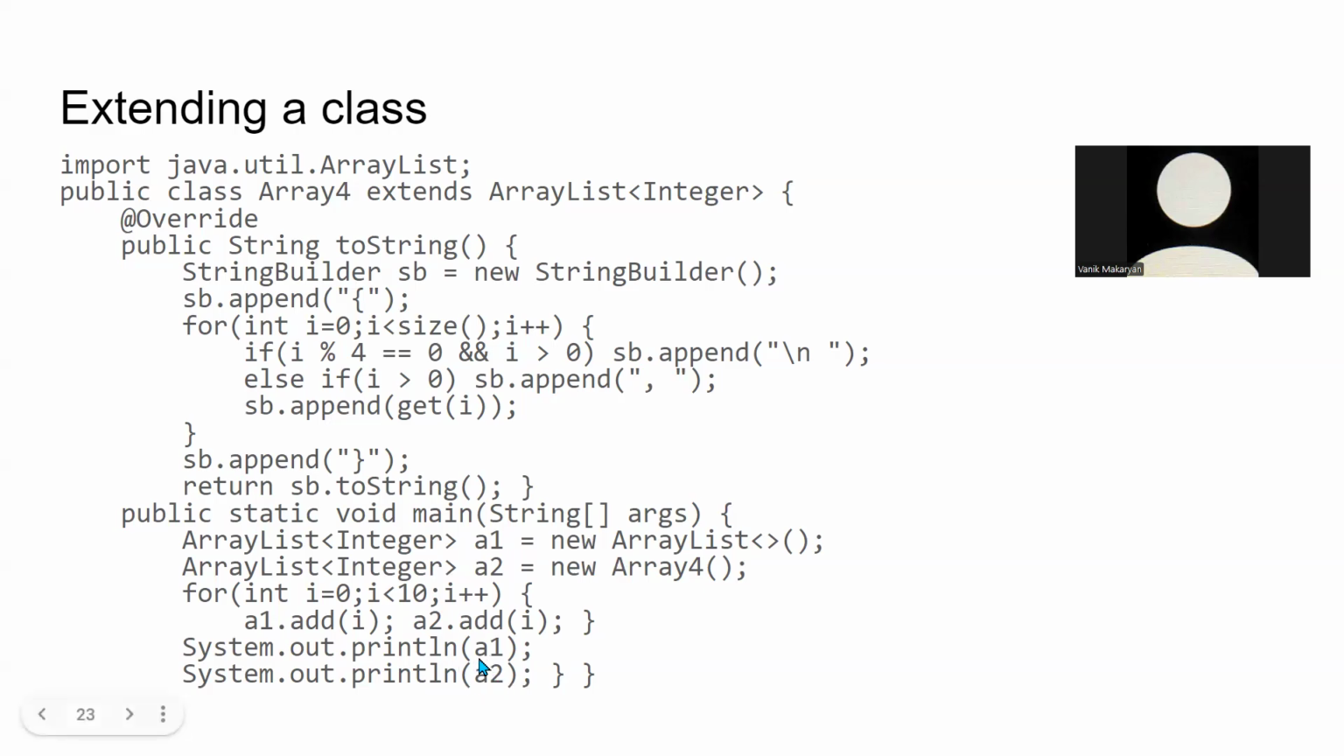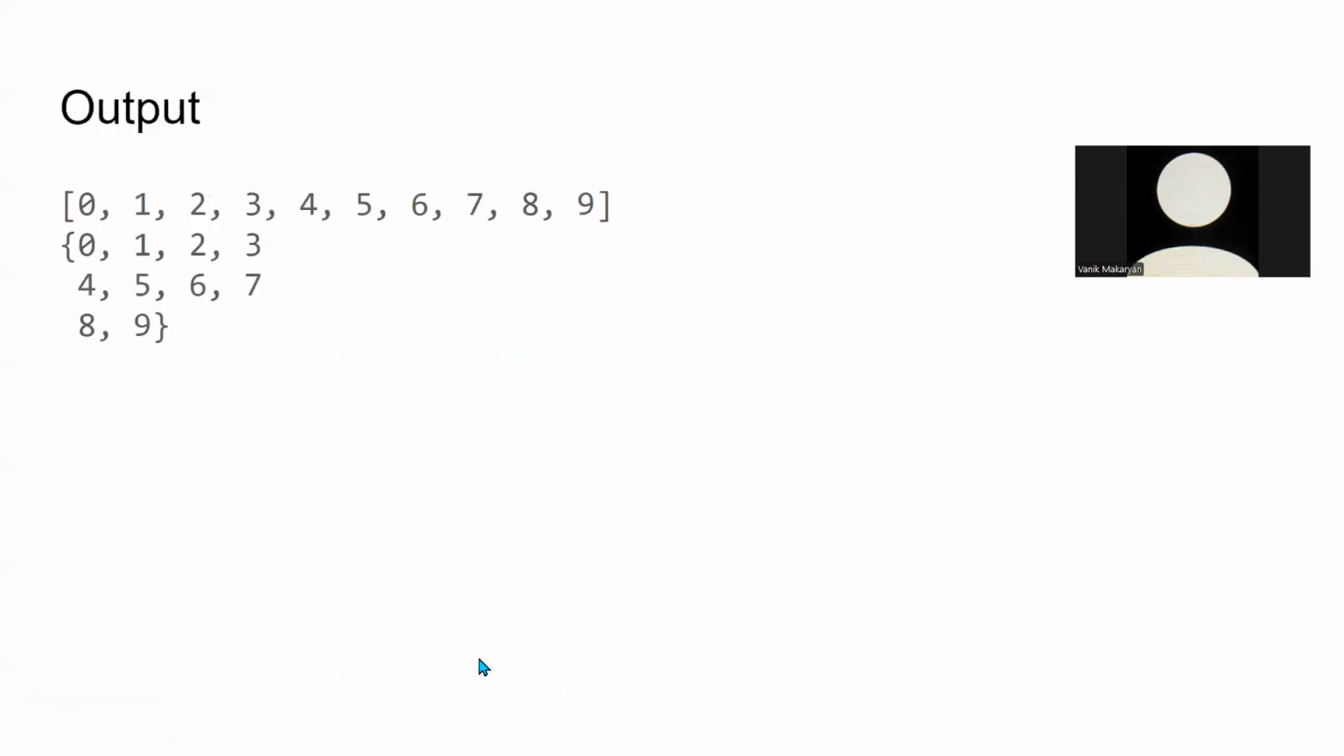Now, when I call println, the Java compiler is implicitly going to invoke my toString method, and I will get this output. So this is the top line. This is the built-in method, right? And this is my revised so-called improved method that I made.